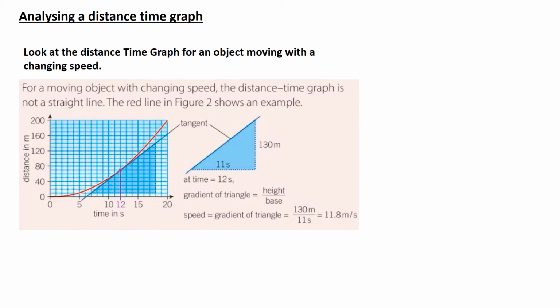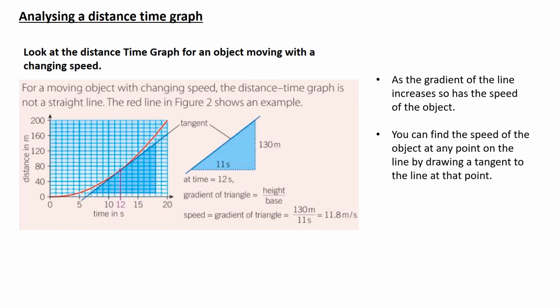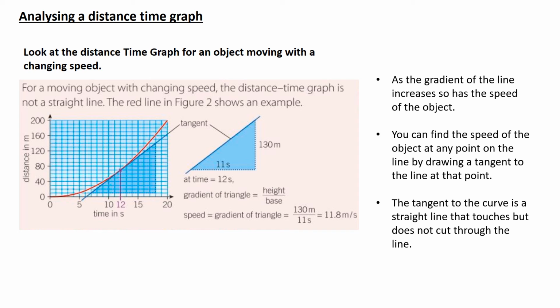Here we've got a worked example, looking at a distance time graph where the object is moving with changing speed. We need to work out the gradient of the triangle. To do that, we do height divided by base. It doesn't matter whether the triangle is smaller or larger. We choose a point and draw a tangent to the line. As the gradient increases, so does the speed of the object. You can find the speed at any point by drawing a tangent to the line. The tangent to the curve is the straight line that touches it but does not cut through it. It's really important that it is right next to the line, but doesn't go over it.